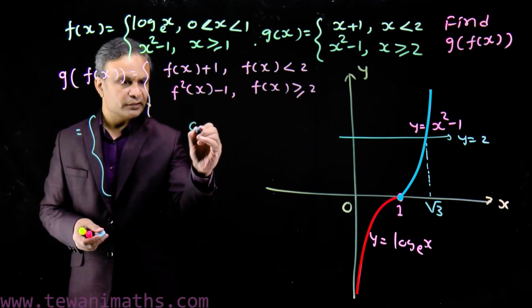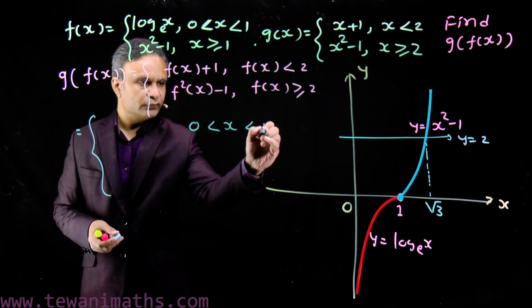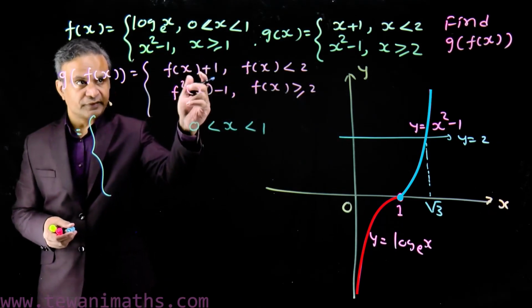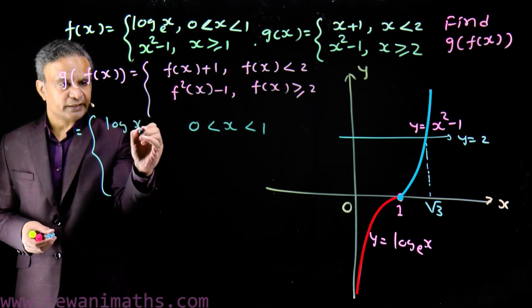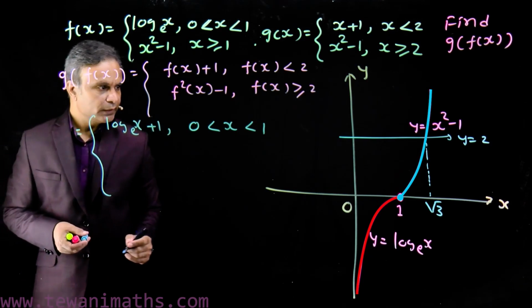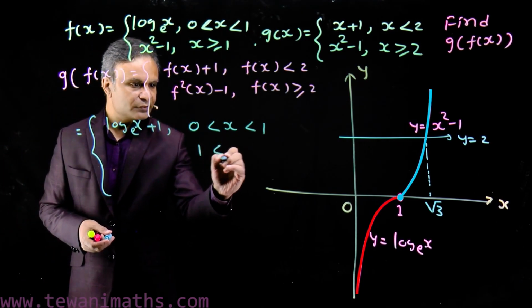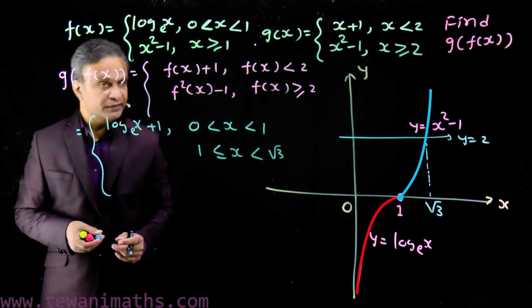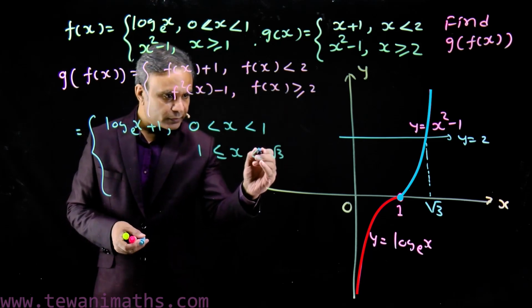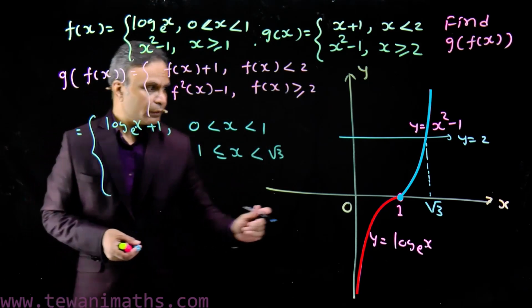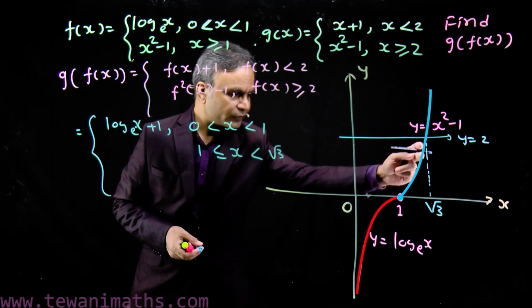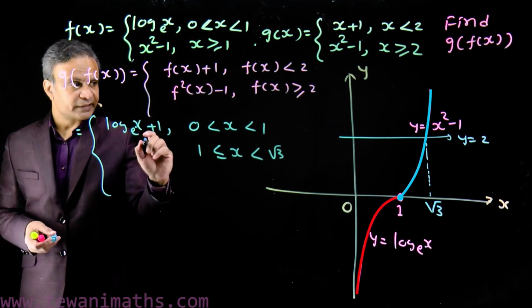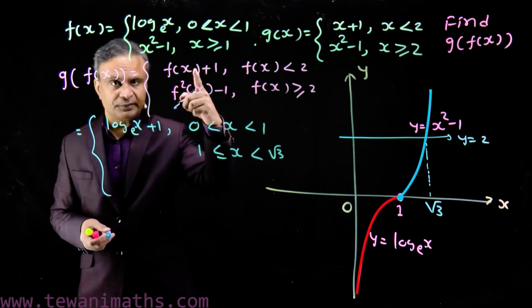First we consider interval 0 less than x less than 1. Okay, for this interval we have fx is equal to log x, so we replace here fx with log x, we get log x plus 1. Okay, then we consider this interval 1 less than or equal to x less than root 3. Okay, we have here fx less than 2, so we will have here less than root 3. For these values of x we have fx is equal to x square minus 1. So here in this branch we replace fx with x square minus 1. यहाँ पे replace करेंगे, यहाँ पे नहीं.